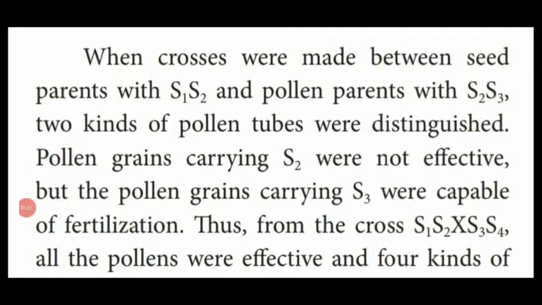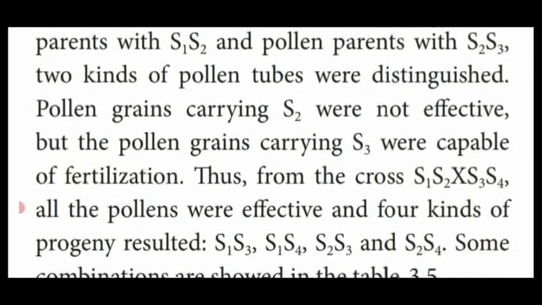Dear students, the conclusion was also made in tobacco plants by the scientist East. When crosses were made between seed parents with S1 and S2 and pollen parents with S2, S3, two kinds of pollen tubes were distinguished. That's why it is given in the table column. The same means they are self-sterile, but if they are crossed with different pollen parents, they produce pollen tubes. Pollen grains carrying S2 were not effective, but the pollen grains carrying S3 were capable of fertilization.